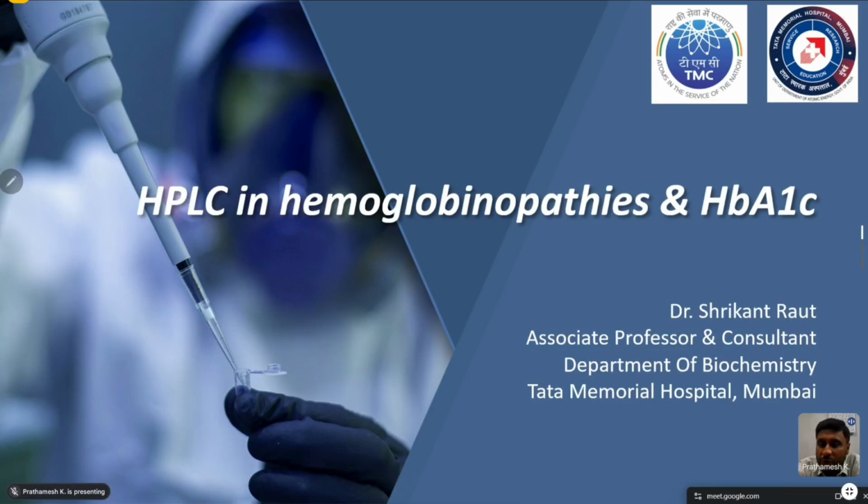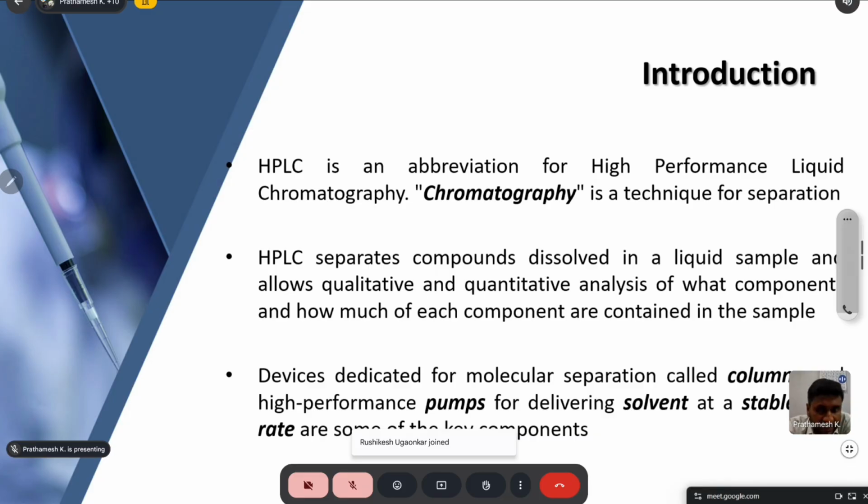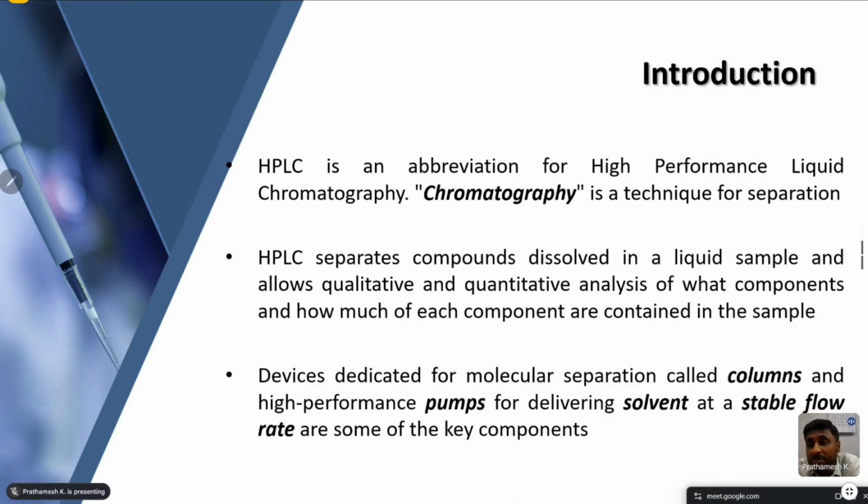Today is HPLC in hemoglobinopathies and HbA1C, which has been allotted by you all. So HPLC basically means high pressure liquid chromatography or high performance. You can use both the words, high pressure or high performance liquid chromatography. It's a very important and a very interesting tool which is used very widely, not only in the biochemistry laboratory but in biotechnology, pharmaceutical industry, many industries.